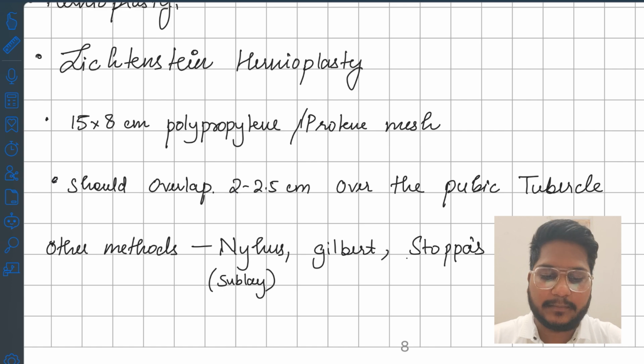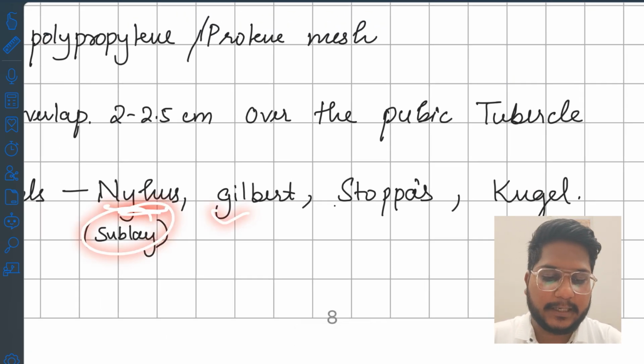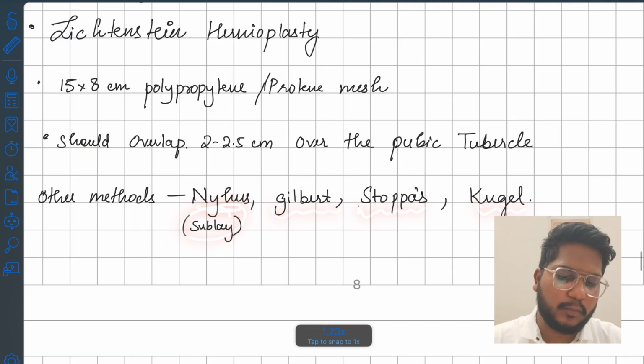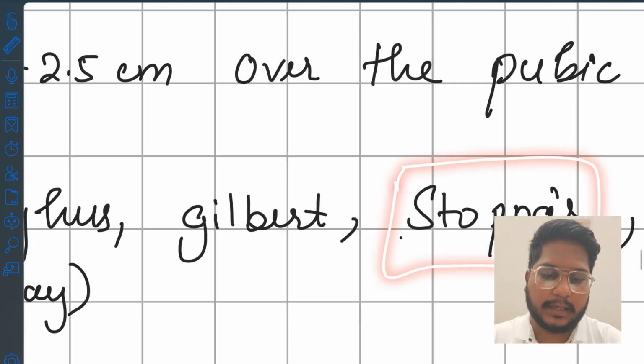And the other methods which are there are Nyhus, which is a sublay method. Then we have Gilbert, then we have Stoppa, and then we have the Kugel method. But the most common one which is asked in Viva as well is Lichtenstein hernioplasty. Then we have Stoppa, which is also asked.